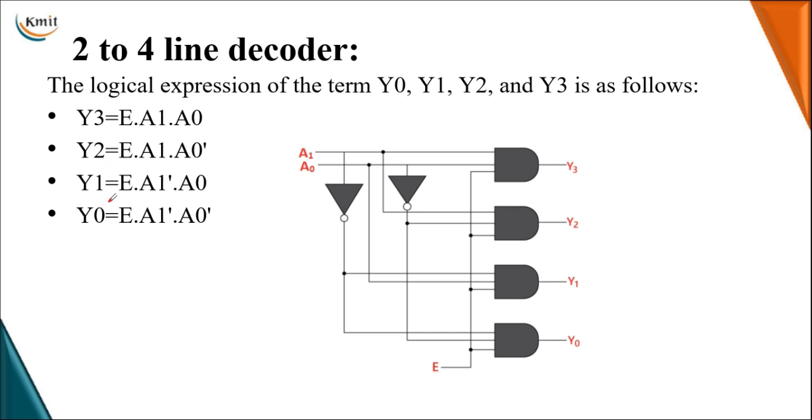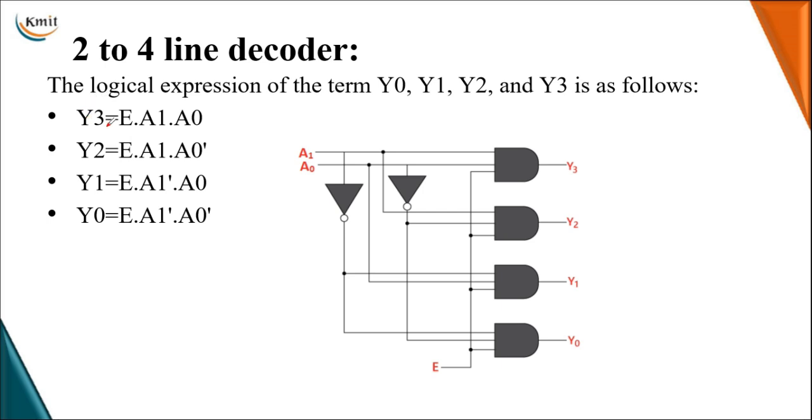Y1 becomes logical 1 if E equal to 1, A1 becomes 0, A0 is 1. So Y0 is logical 1 if and only if the enable input is 1 and both A1 and A0 become 0. So these are the output Boolean expressions of your 2 to 4 line decoder with 4 outputs. Let me draw the logical diagram of these 4 outputs.